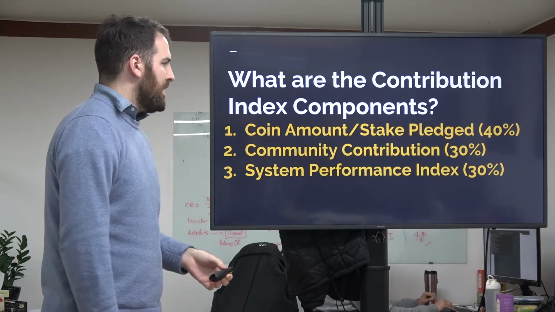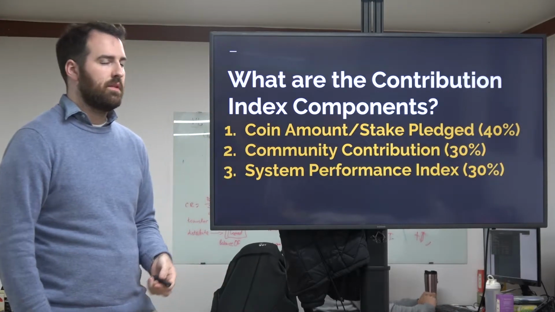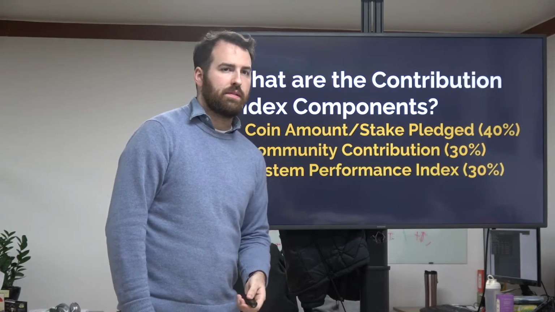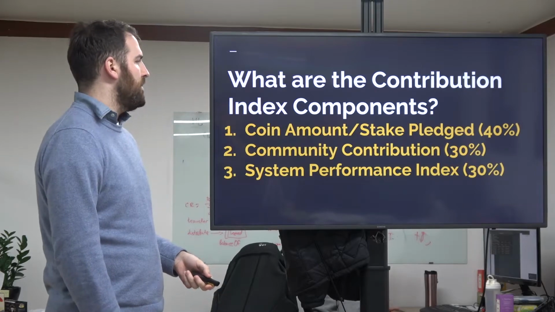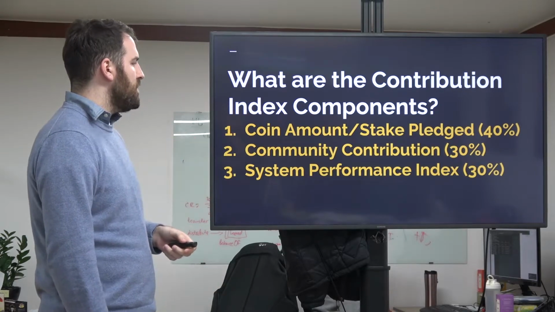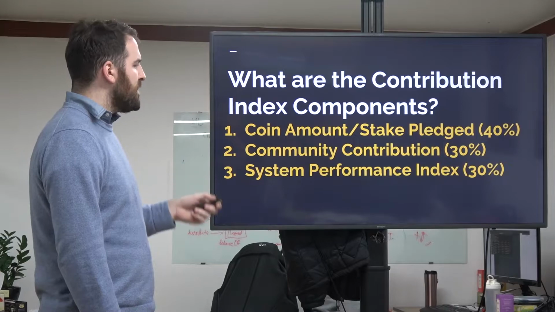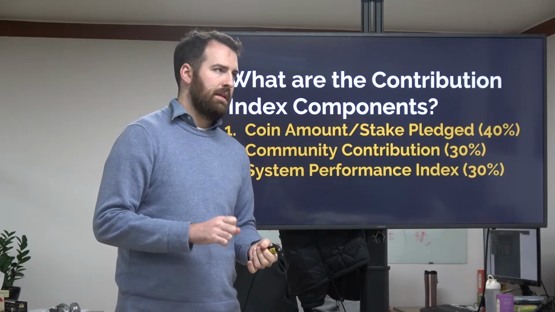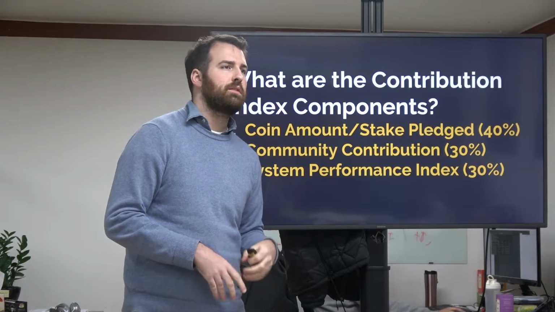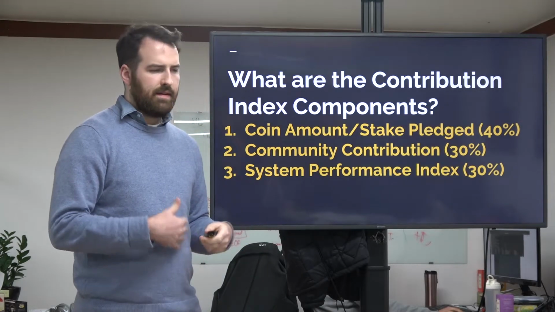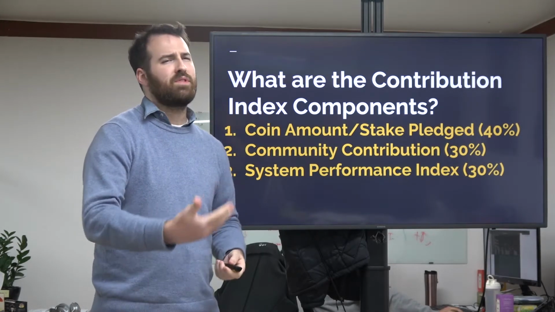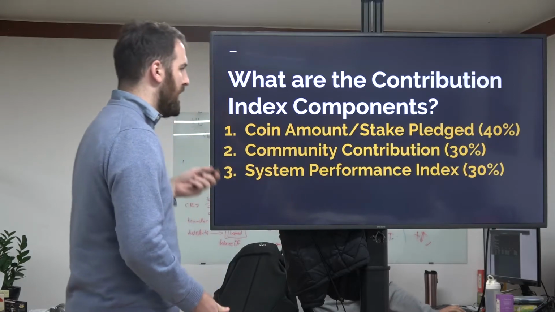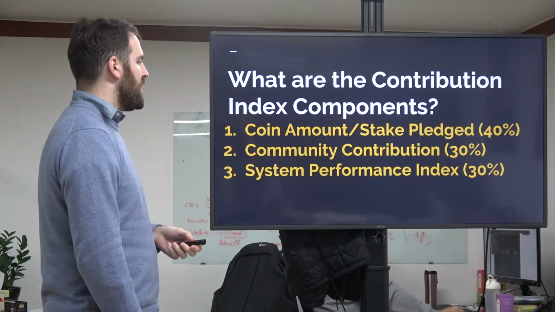So the coin amount staked and pledged is 40%, just like in any other DPoS system. However, we're adding two different things. System performance index is sort of taken into account in other blockchains. If you have enough dropped packets, people just aren't going to re-elect you, but we just bake that right into our formula. And then community contribution.